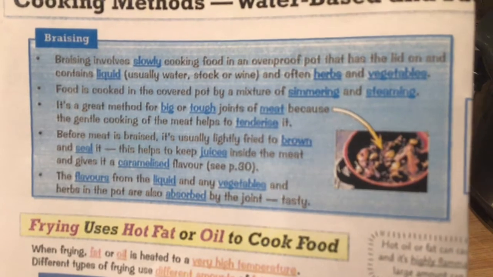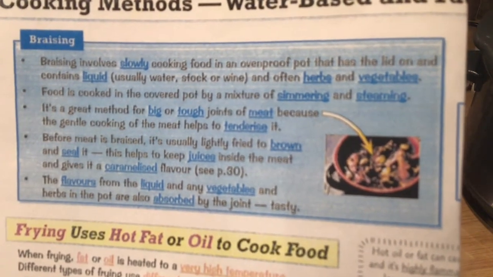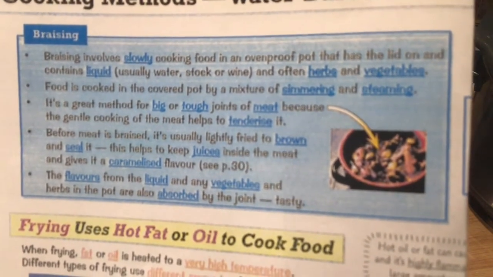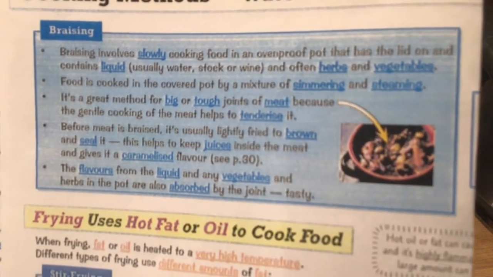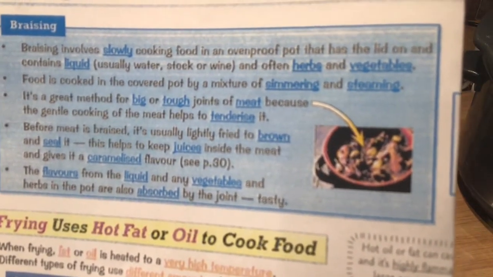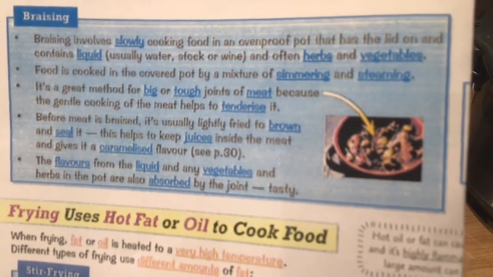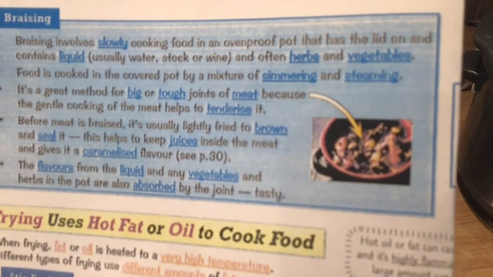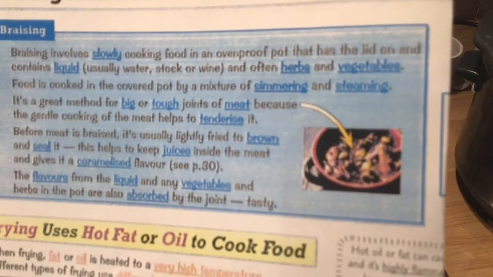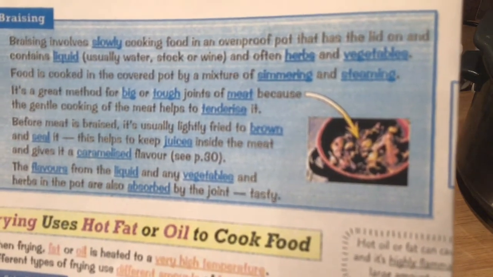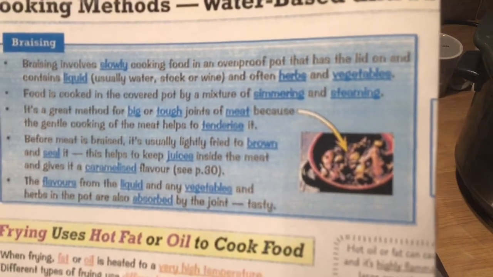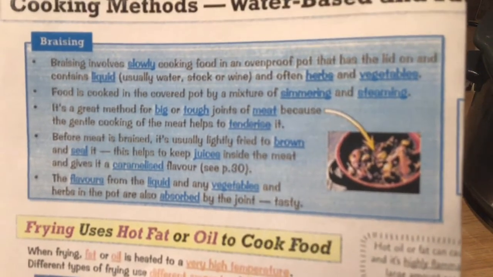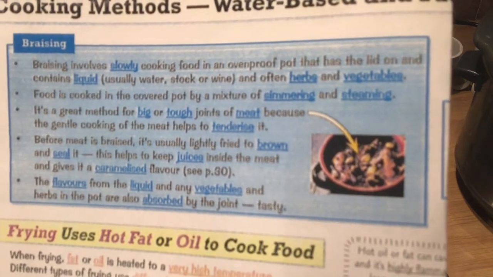It is a great method of cooking for big, tough chunks of meat, because the gentle cooking helps to tenderise it. Before meat is braised, it is usually fried to brown and to seal it. This helps keep the juices inside the meat and gives it a caramelised flavour. The flavours from the liquid, the vegetables and the herbs in the pot are absorbed by the joint. Very tasty. Or by the little bits, as you can see in the pot.